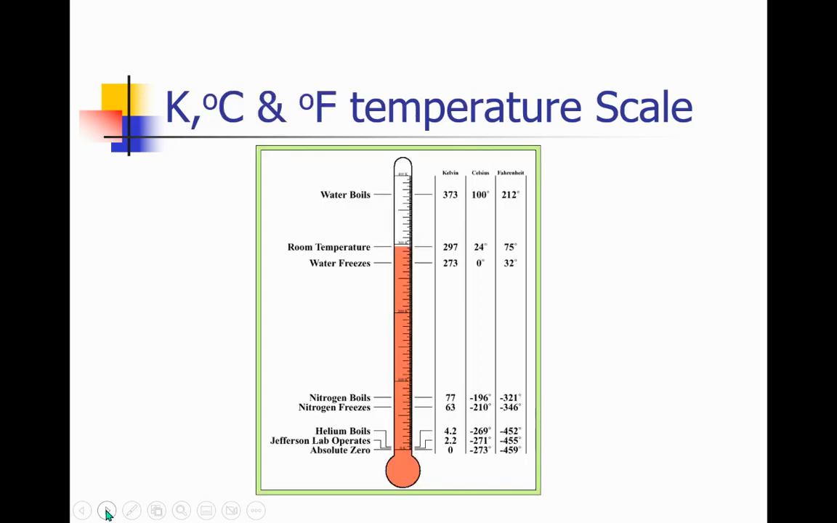So let's talk about why we can't use Celsius and Fahrenheit. This is the relationship between Kelvin, Celsius, and Fahrenheit. Degrees Celsius and Kelvin are the same size temperature scale. They're the same size degree, whereas Fahrenheit is a smaller degree.